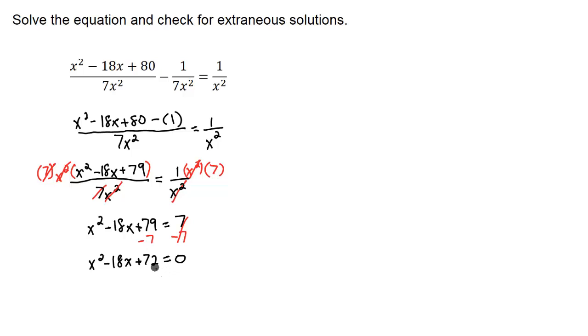And now I have to come up with all different types of factors that multiply together to get a 72 but add together to get a negative 18. And the two numbers that we're going to use is x minus 6 and then x minus 12. That's going to be set equal to 0. So I should say the numbers are negative 6 and negative 12. That's what I'm going to use because negative 6, negative 12 multiply together to give us 72, and they also add together to give us negative 18.